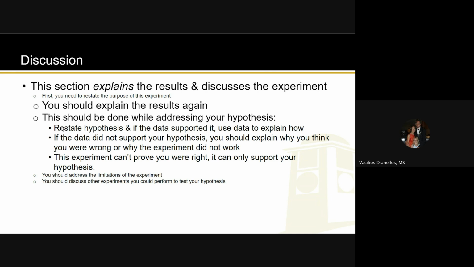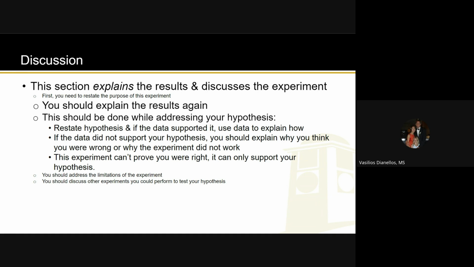So again, you're going to need to restate your hypothesis, right? I hypothesized that the cuvette in the purple light would photosynthesize the most. And as you can see from the data, the pH increased the quickest and the most. Therefore, it supports my hypothesis, right? It's pretty straightforward.